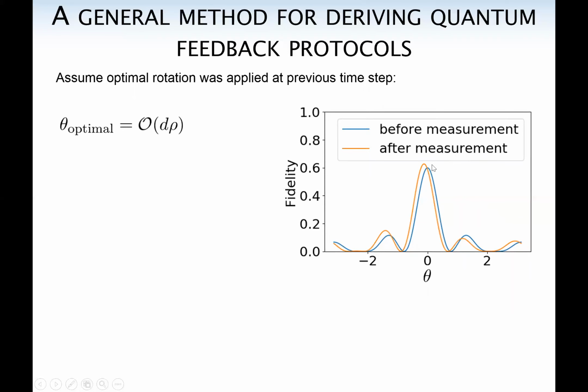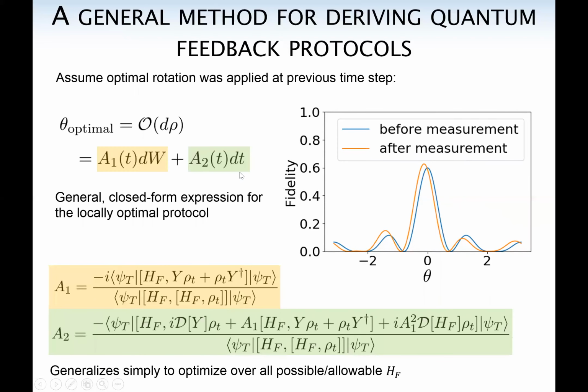And so if you apply an infinitesimal amount of measurement, or you acquire a little bit of information from your quantum system, then the optimal rotation angle should be pretty close to 0 at this point, which means that you can expand it as a function of dt and dW, where dW parameterizes the random quantity coming from your measurement outcome. And the other thing I want to show on this slide is that if you use this kind of series expansion, you can actually derive a general closed form expression for the locally optimal feedback protocol for any kind of quantum measurement.